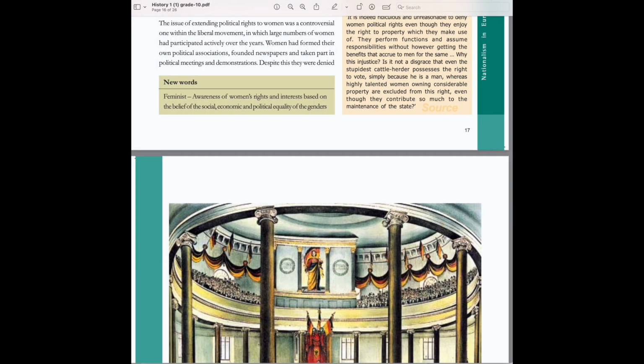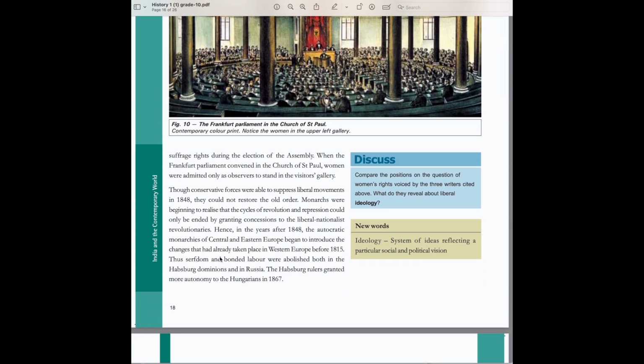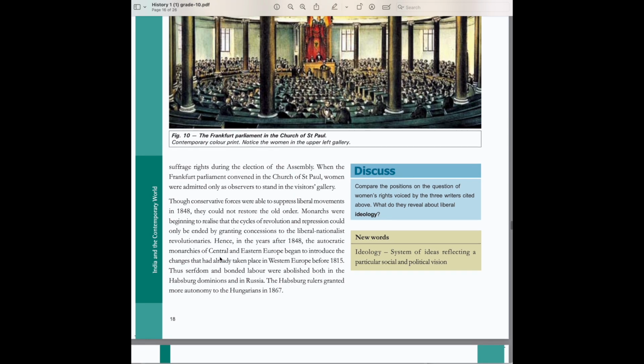The issue of extending political rights to women was a controversial one within the liberal movement, in which large numbers of women had participated actively over the years. Women had formed their own political associations, founded newspapers, and taken part in political meetings and demonstrations. Despite this, they were denied suffrage rights during the election of the assembly. When the Frankfurt Parliament convened in the Church of St. Paul, women were admitted only as observers to stand in the visitors' gallery.